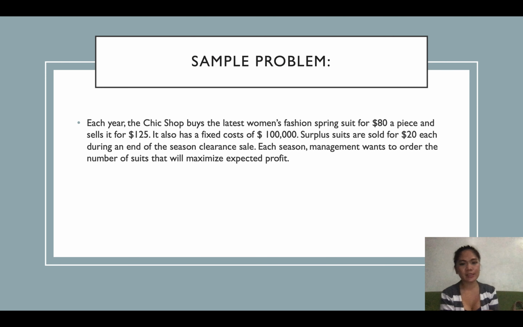So to better understand single period inventory, I have prepared a sample problem. The problem states that each year, the Chic Shop buys the latest women's fashion spring suit for $80 a piece and sells it for $125. It also has a fixed cost of $100,000. Surplus suits are sold for $20 each during an end of the season clearance sale. Each season, management wants to order the number of suits that will maximize expected profit.